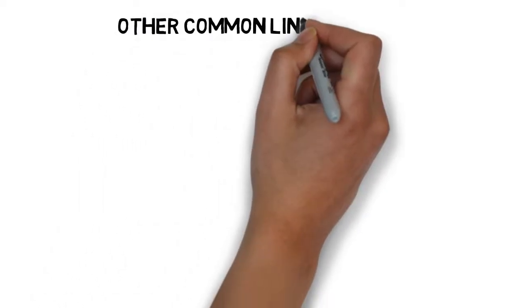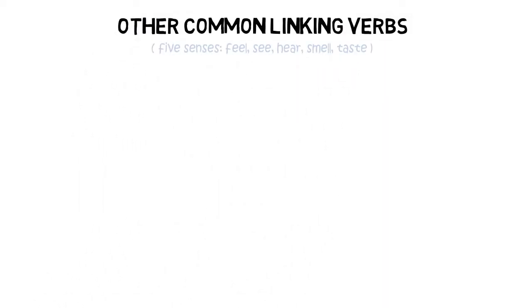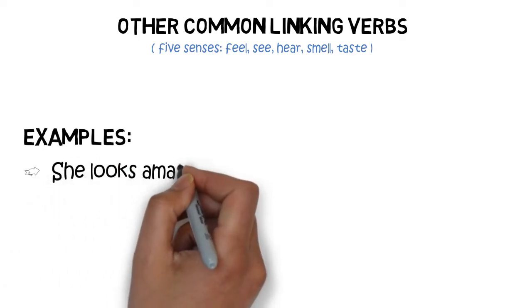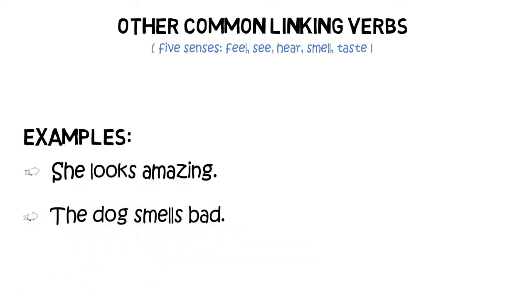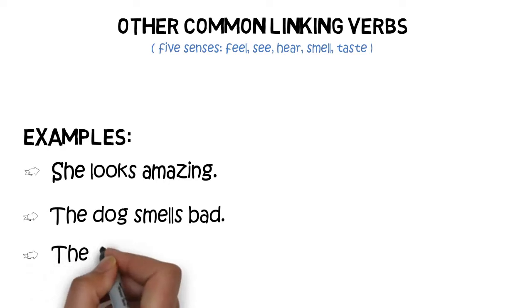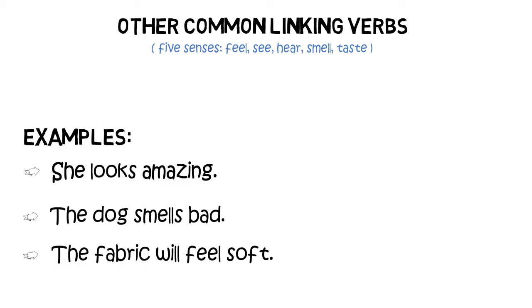Other common linking verbs relate to the 5 senses, like to feel, to see, to hear, to smell, and to taste. Let's look at some examples. She looks amazing, or she is amazing. Very similar. The dog smells bad. The fabric will feel soft.